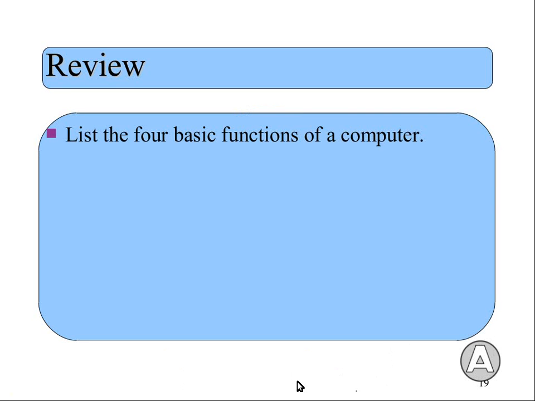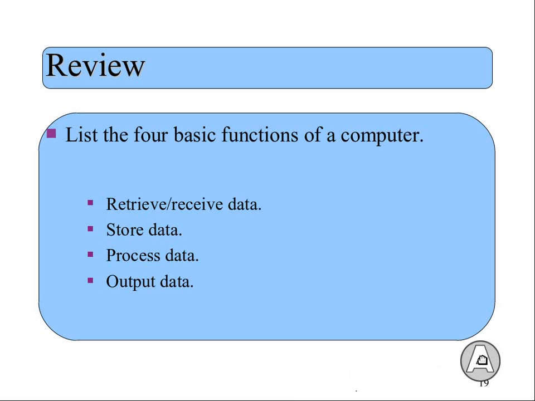Now let me ask you a few questions. Can you list the 4 basic functions of a computer? A computer needs to be able to receive or retrieve data in some way. In other words, a computer might not necessarily have a storage device associated with it, but at least it needs to be able to receive the data in some way. So it's got to have some kind of input on it. And it's got to be able to hold that data or store that data in some way. It has to be able to process that data, and it has to be able to output that data. So if you can do all 4 of those things, then it is a computer.